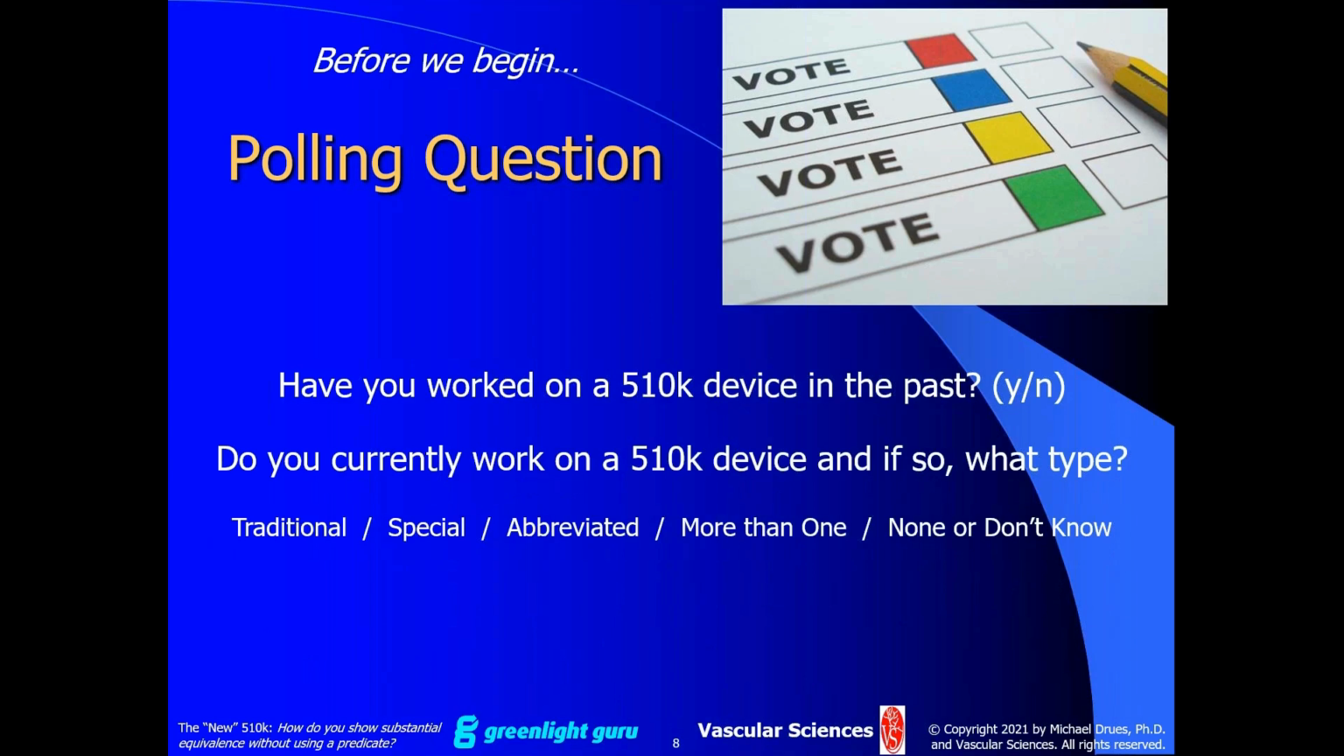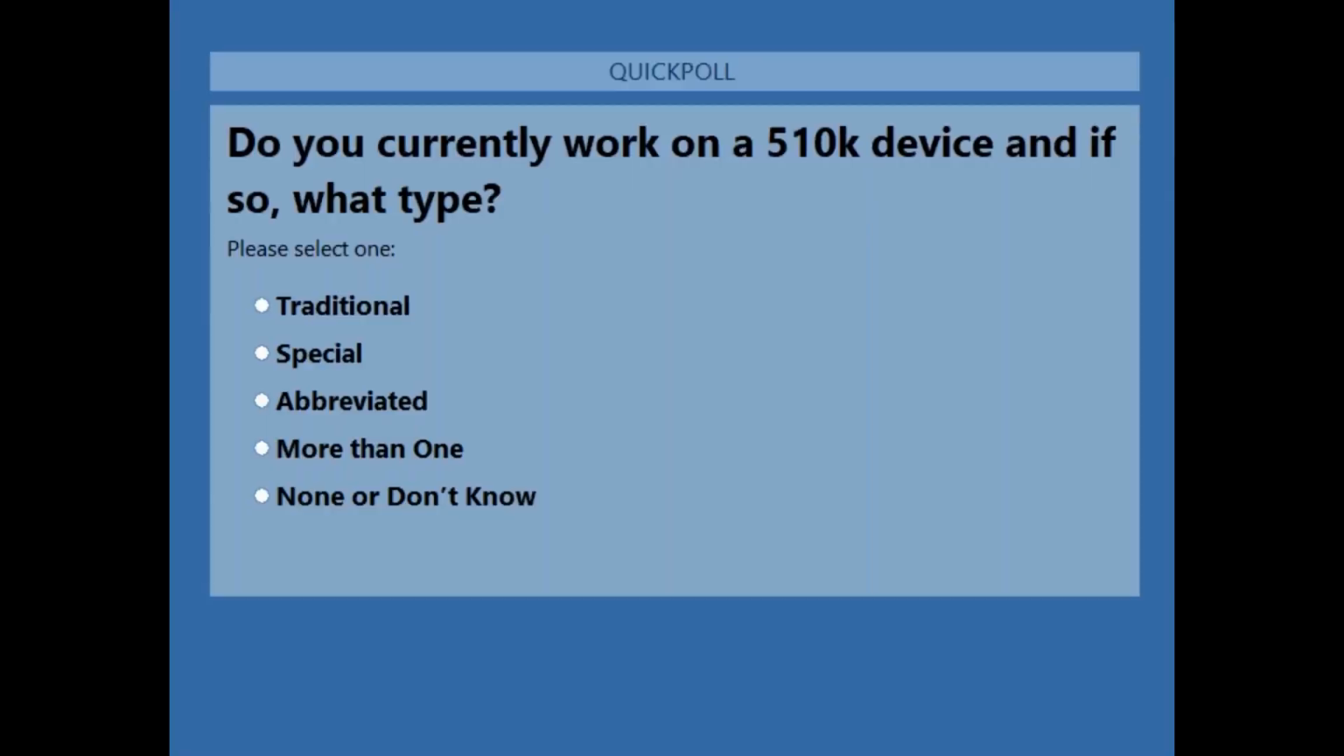So John, let's move on to the second of the 3 polling questions. Do you currently work on a 510K device? And if so, what type of 510K is it? This is a multiple choice question. So traditional, special, abbreviated, or maybe you've worked on more than one, or maybe none of them, or maybe you don't know what any of those things are. So take a pick of one of those 5 options: traditional, special, abbreviated, more than one, or none, or don't know.